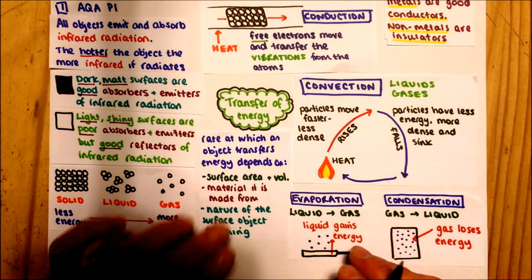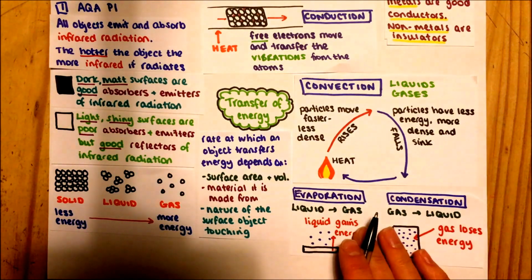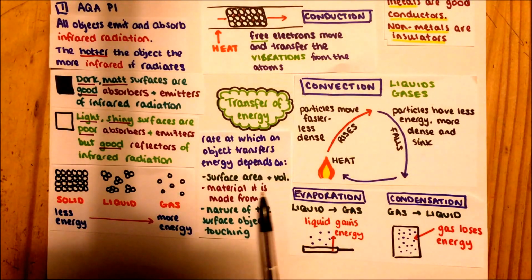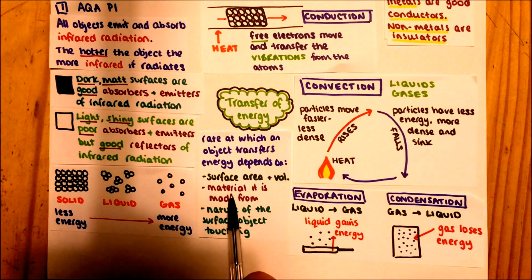Now, a couple of interesting points to note here that you might need to reference in a longer answer question. So the rate at which an object transfers this energy, okay, depends on the surface area and the volume. So if we had a really big mirror, then it would lose more energy more quickly. The material it's made from, so again, if this was colder, more would condense faster because it would take the energy out of that gas. And the nature of the surface the object is touching. Okay, so it depends on what it was that it was touching. If it was something warm, it's not going to lose very much energy, not going to get much condensation. Again, if it's cold, then it would speed it up.